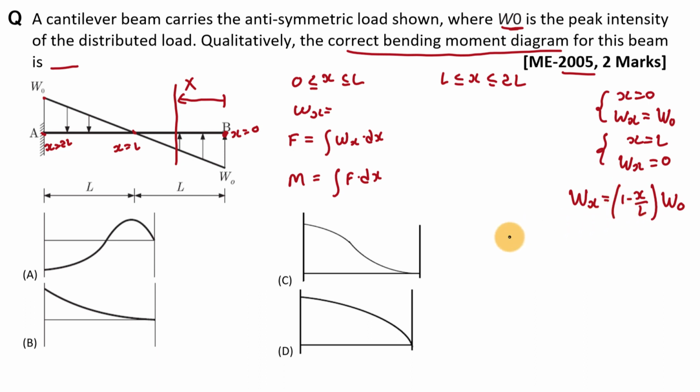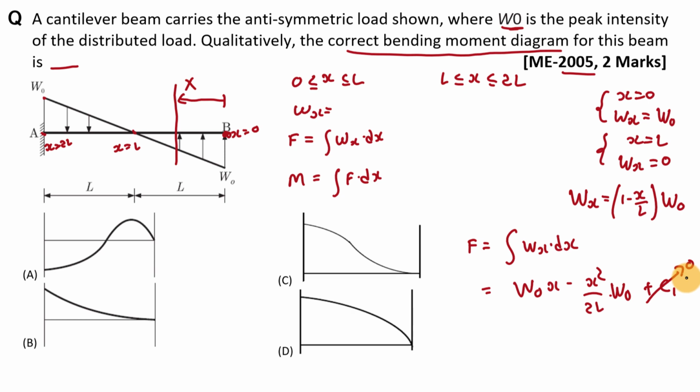Fine. Now to find shear force, we have to integrate Wx with respect to x. So if you integrate this, then it is W0 x minus x square by 2L into W0 plus constant C1. Now we know that at x is equal to 0, value of shear force is 0. So here value of C1 is 0. So we have equation of shear force in this beam in interval 0 to L.